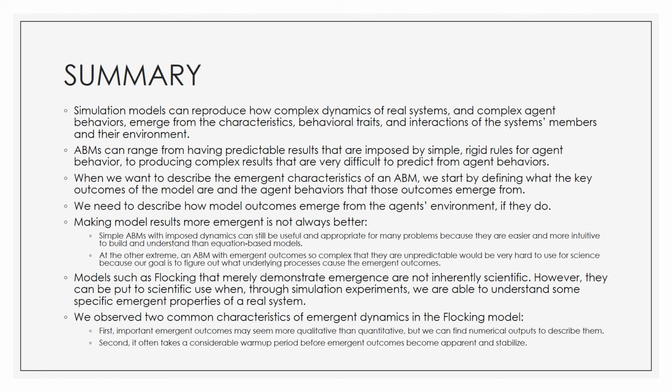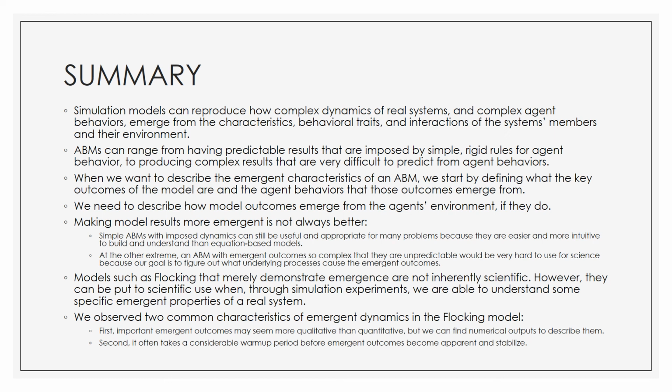When we want to describe the emergent characteristics of an ABM, we start by defining what the key outcomes of the model are and the agent behaviors that those outcomes emerge from. We also need to describe how model outcomes emerge from the agent's environment, if they do. And making model results more emergent is not always better. Simple ABMs with imposed dynamics like the butterfly model can still be useful and appropriate for many problems because they are easier and more intuitive to build and understand than equation-based models.